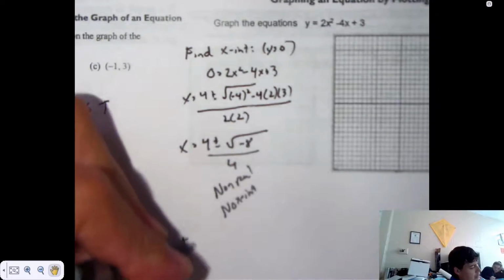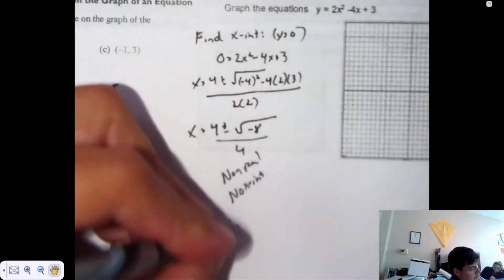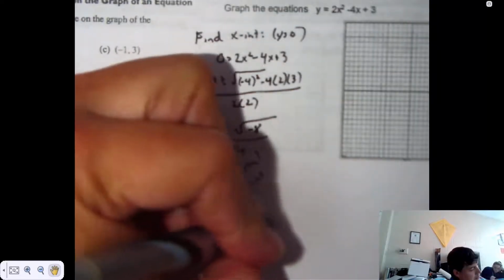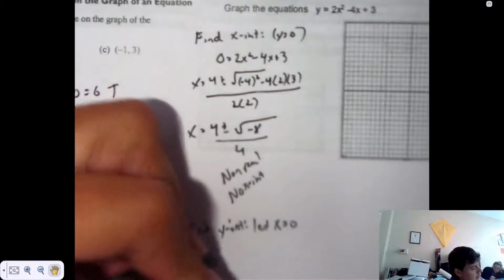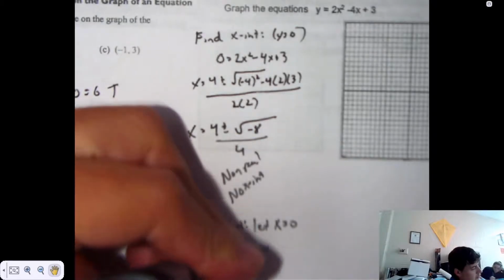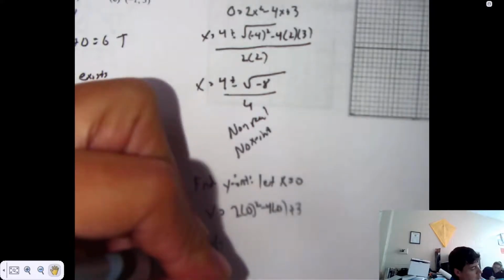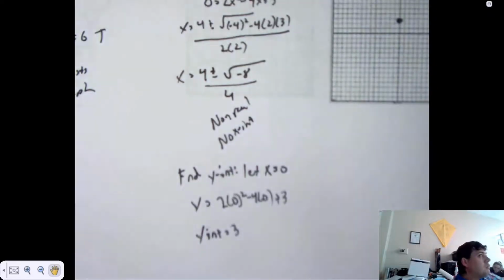Well, maybe we can find a y-intercept. You're always going to get one of the two. Sometimes you get both. How do you find a y-intercept? Let x be 0. Well, that's easy. You let your x be 0. What's your y-intercept? 3. Finally, I got a point on that graph. For all that work, I got a point on that graph.